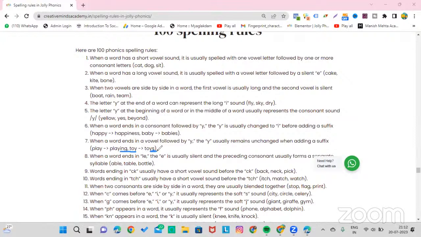Now, the next rule says, when a word ends in LE, we have done yesterday that LE gives the al sound. That's a schwa, l sound. So we know that E will be silent.